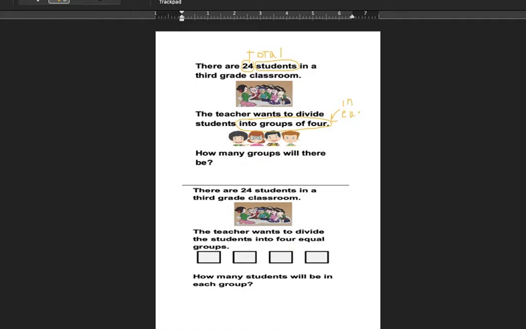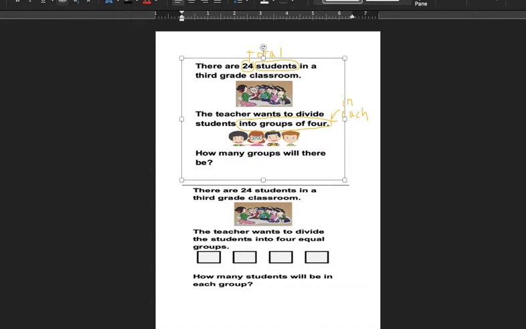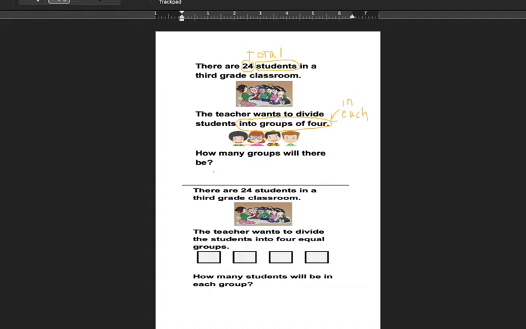All right. So now for my third read, I'm going to actually read it again, take the question, and set it up so I can solve it. There are 24 students in a third grade classroom. The teacher wants to divide students into groups of four. How many groups will there be? So with that being said, I could basically say, hey, there are going to be, well, let me set up my answer statement.